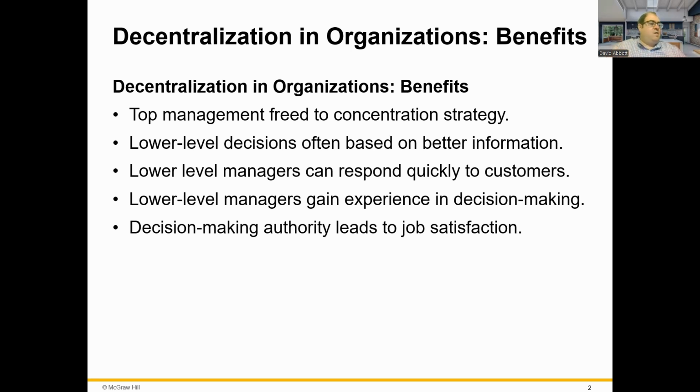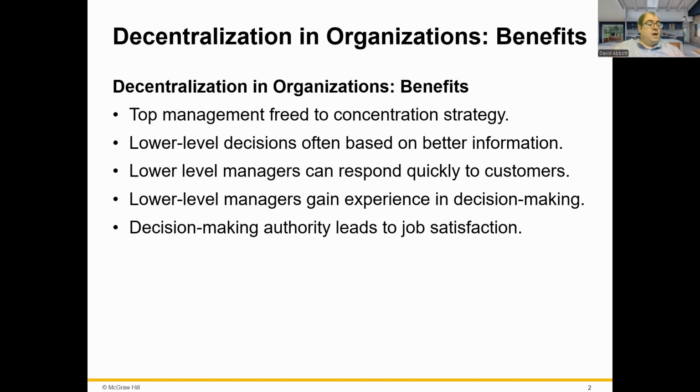The advantages of decentralization are that it enables top management to concentrate on strategy, higher level decision making, and coordinating activities. So it gives the higher level managers the ability to do that. It acknowledges that lower level managers have more detailed information about local conditions that enable them to make better operational decisions. So it allows lower level managers to use the input and the knowledge that they have to make decisions.